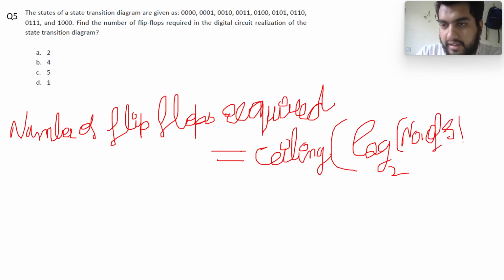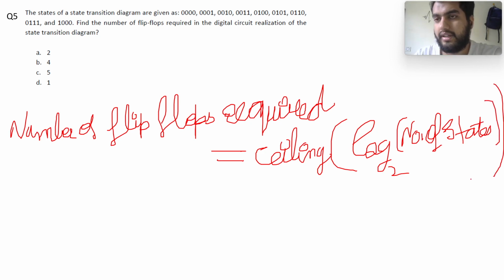This ceiling function, you might know, gives us the integer greater than the number. If I have to find the ceiling of 2.5, I need to find the first integer that comes after 2.5, so the ceiling of 2.5 is 3. The ceiling of 2.1 is 3. The ceiling of 4.4 is 5. The ceiling of 7.6 is 8, like that. So I need to find log 2 of the number of states.